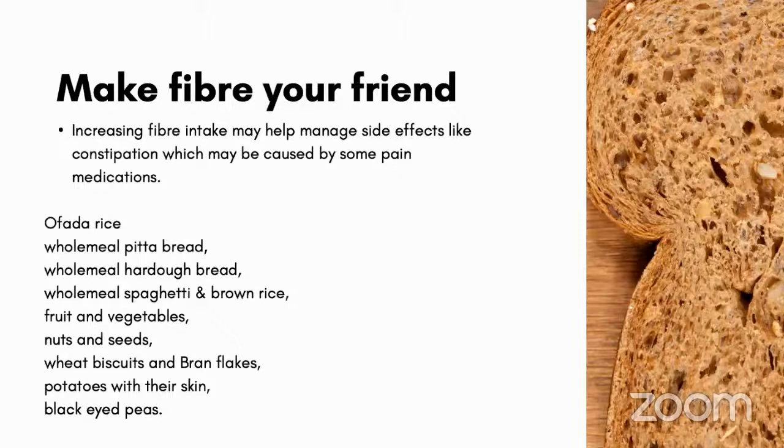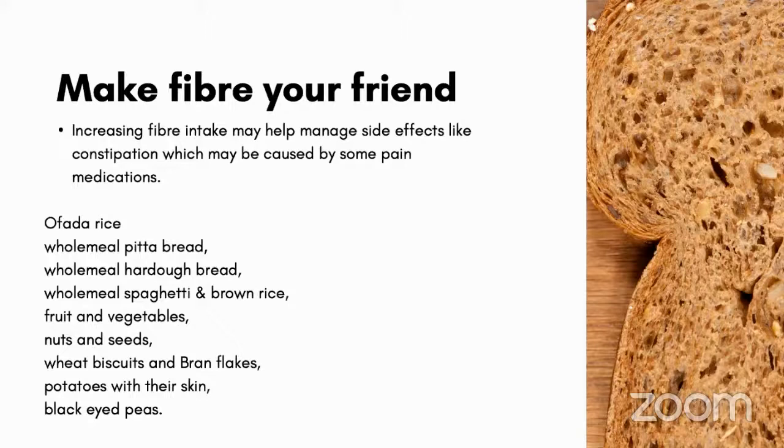In the UK, we're not really eating much fiber at all, and the general recommendation is that we have at least 30 grams of fiber a day. In the UK, we're having about 18 grams of fiber, so even more reason to increase our fiber intake. Some examples of high fiber foods are things like ofada rice. It's a very high fiber rice, and you can get it in most ethnic African stores or shops.